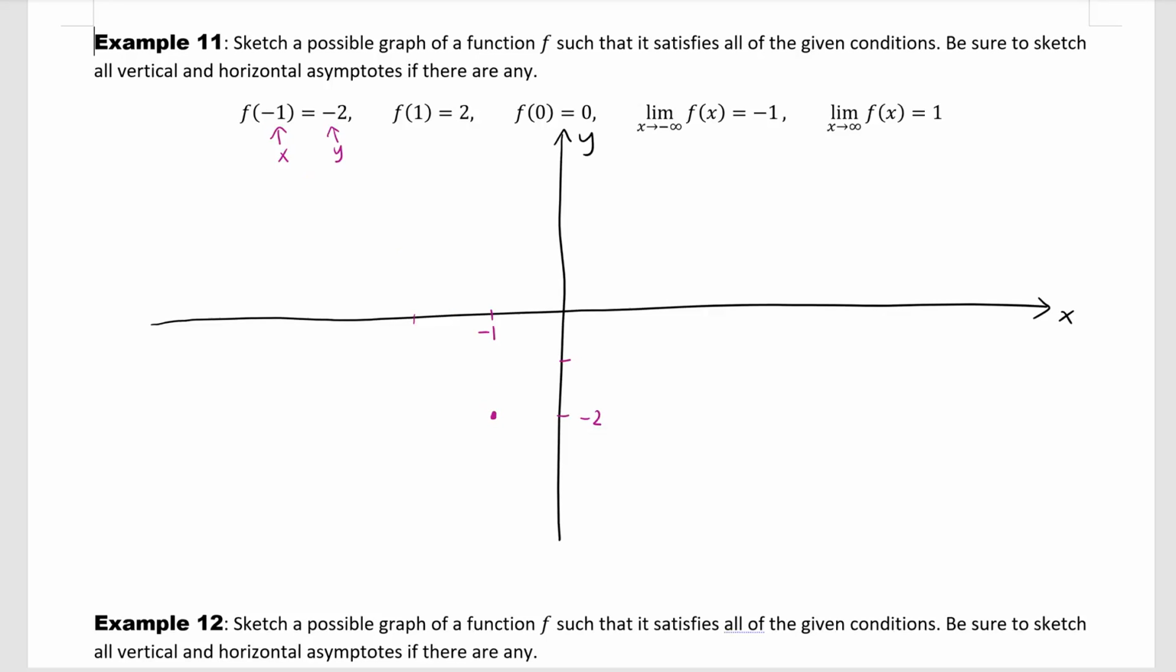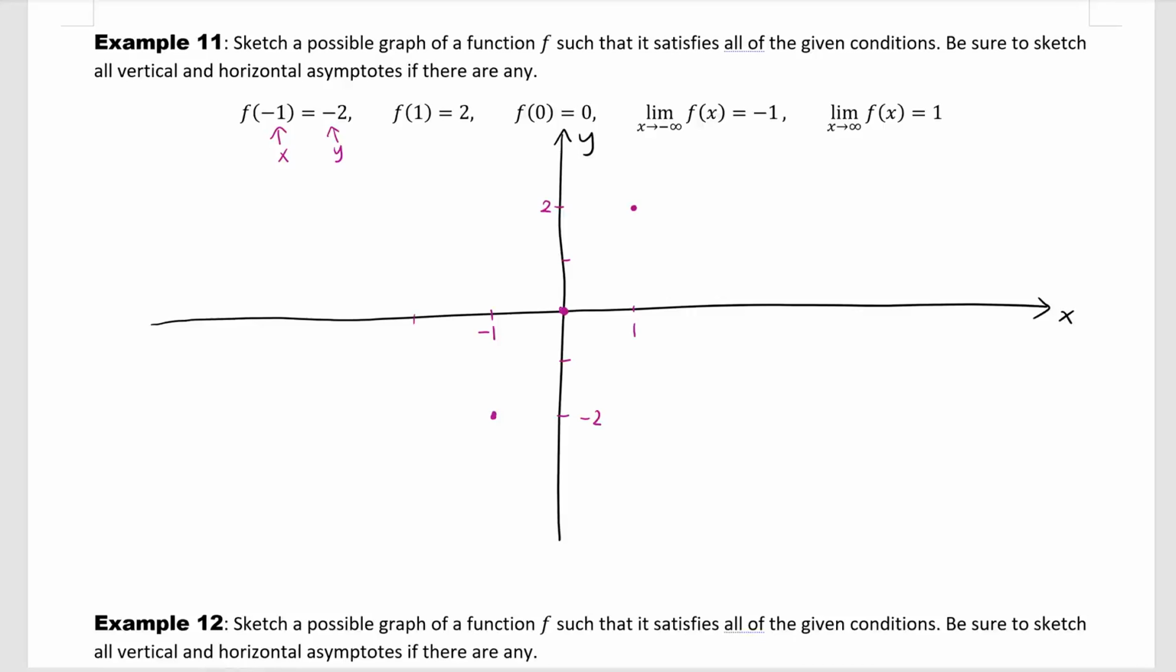And this next piece of information: x is 1, so 1 is right here, y is 2. So we're at this point. This is what the second piece of information tells us. And then the third piece of information, f of 0 is 0. Well, that is the origin, right? So at the origin, we have f of 0 is 0. Okay, so right here. And so we have 3 points now.